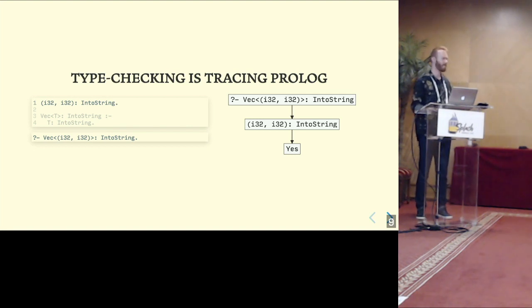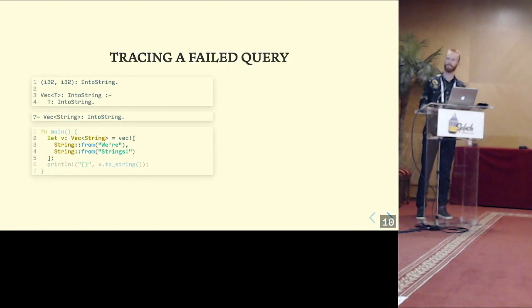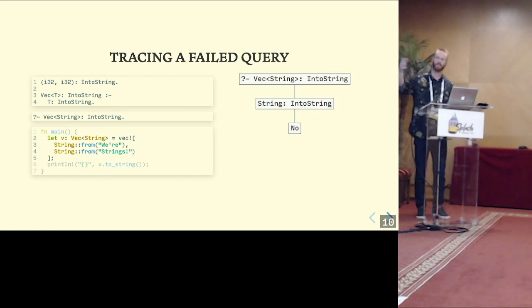We, of course, care about the cases when things go wrong. So let's modify our client a little bit. We are now constructing a vector of strings, and the query that the type checker now runs is, does a vector of string implement into string? And we can, of course, go through the same steps.